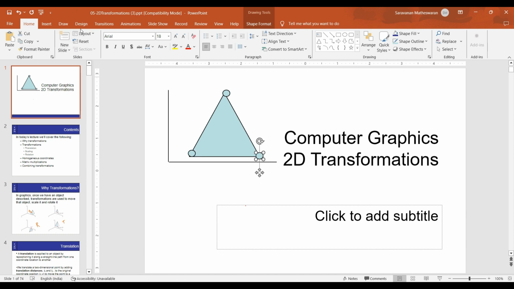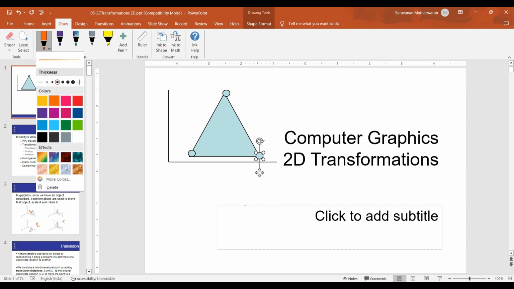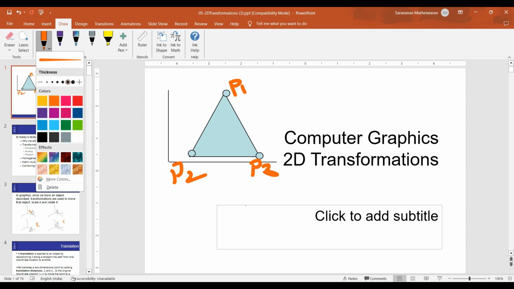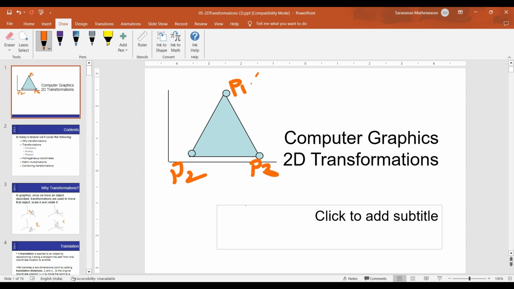These three points have to be connected to plot the object. We connect point P1 to P2, then P2 to P3, and P3 back to P1. Each and every point has an x comma y coordinate, and based on the coordinates we are able to plot.